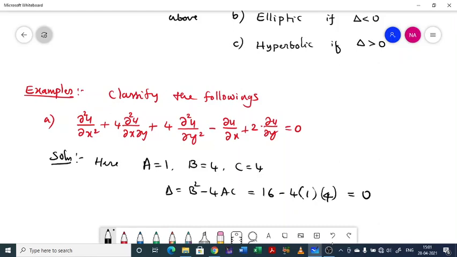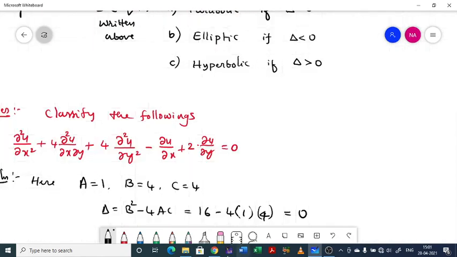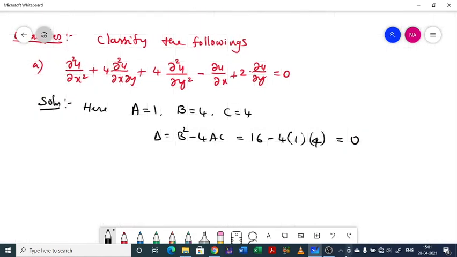So this equation is parabolic. It is equal to 0, so parabolic it is. Parabolic.